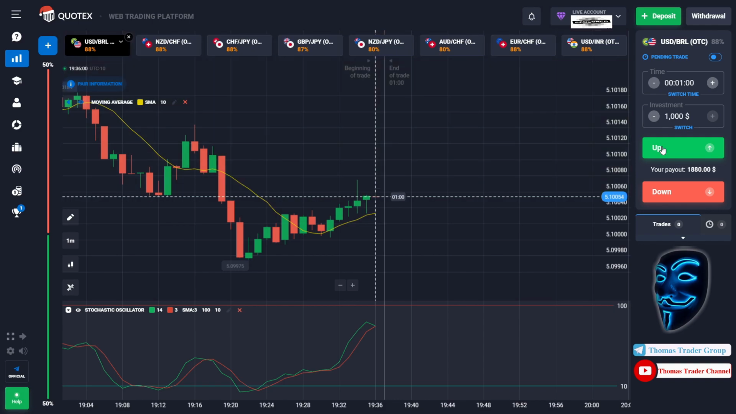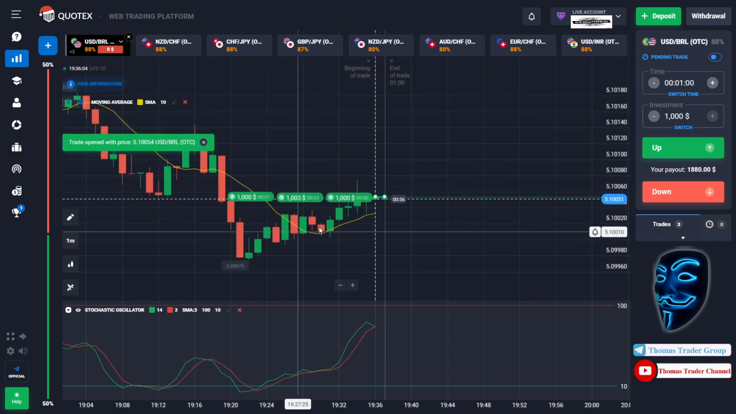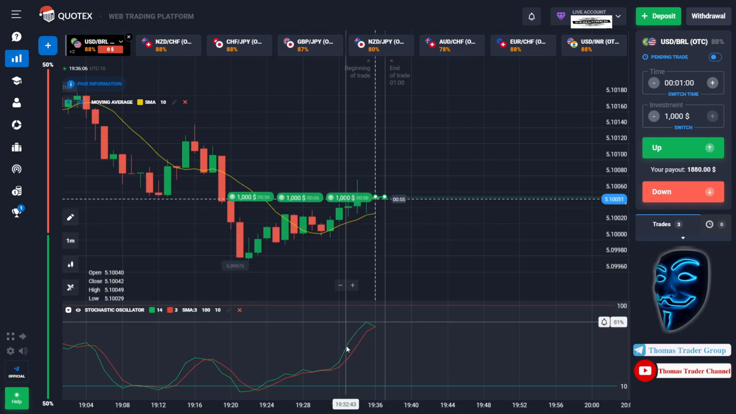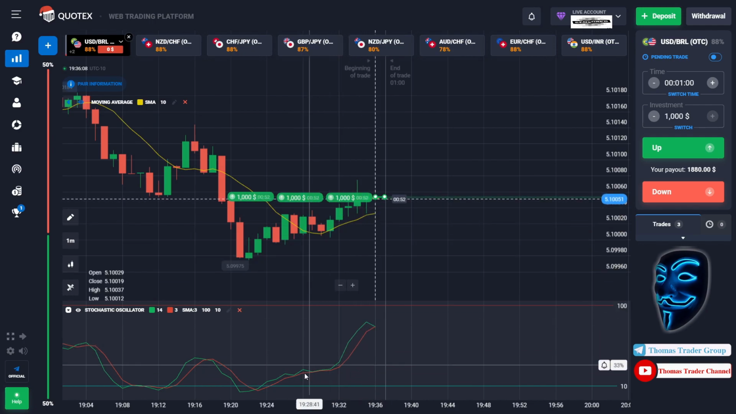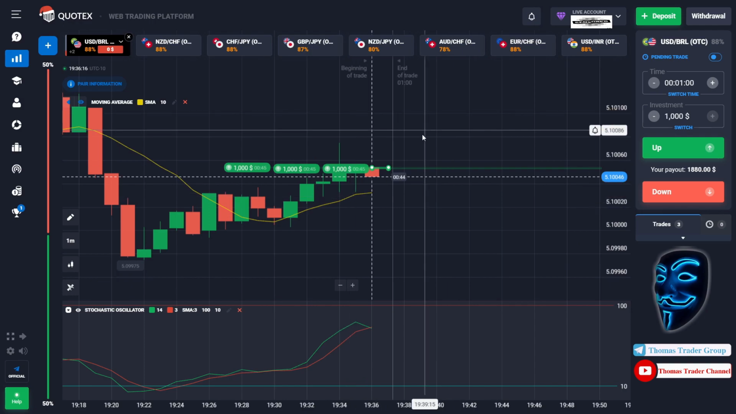And over here we can open buy for 1 minute. As you can see, the market is going bullish and the stochastic oscillator is also facing bullish trend. And as you can see over here, the market is touching the moving average line. When the market touches the moving average line, it will make a rebound.